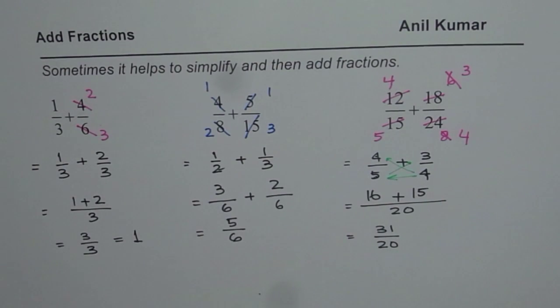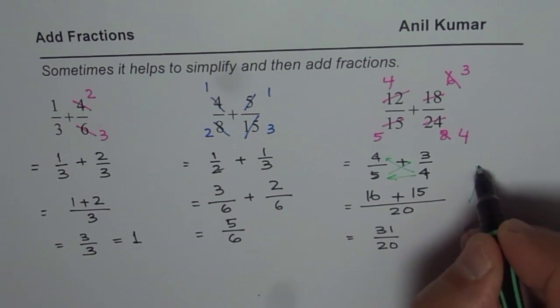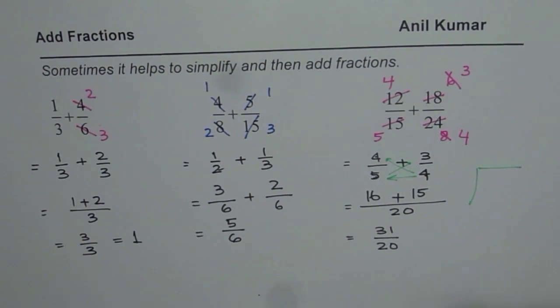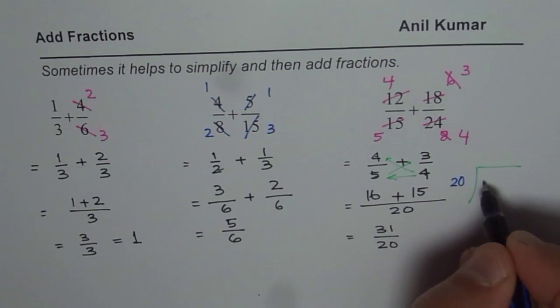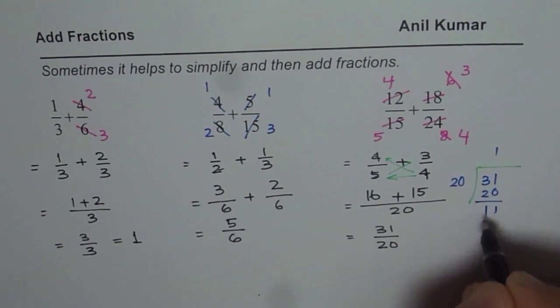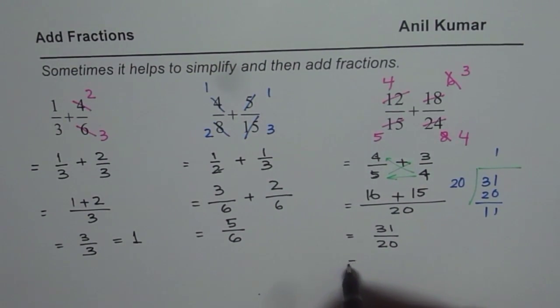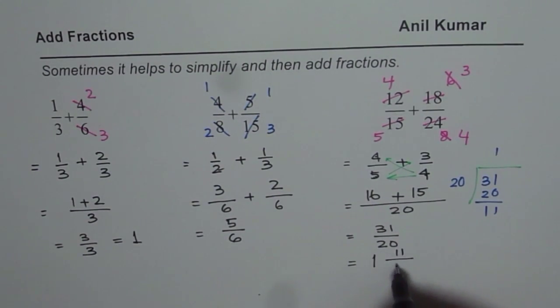Now 31 over 20 is improper fraction. So what we need to do here is write them as mixed numbers. So let's divide and get the mixed numbers. Dividing by 20, 31 one time, we'll get 11. So that gives us mixed number 1 whole, remainder is 11 divided by 20. So that is the answer.